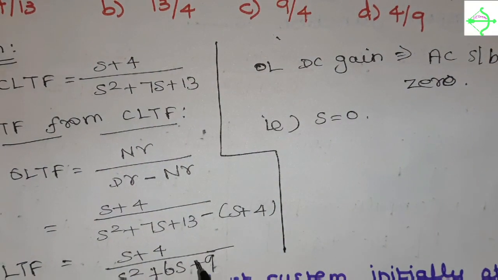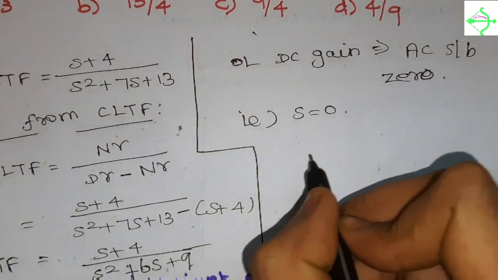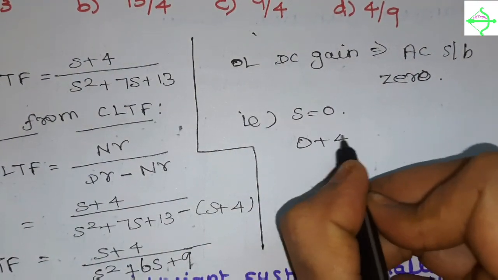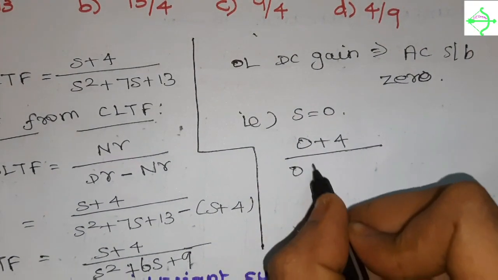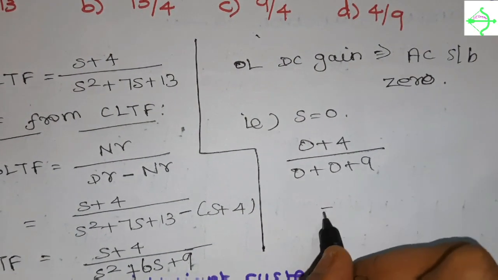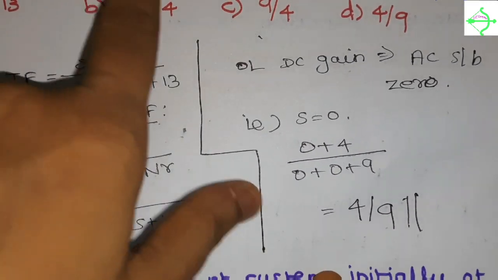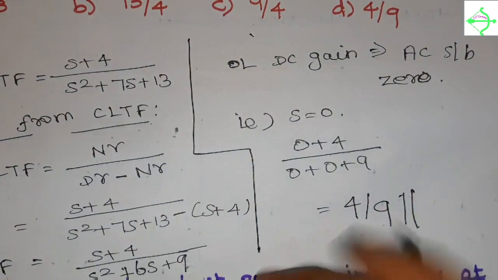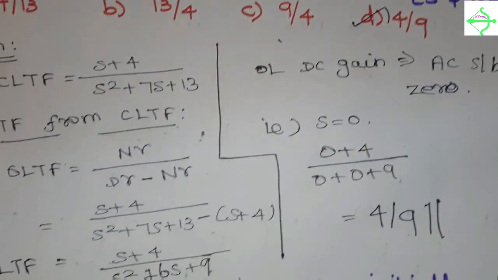Substitute s equal to 0 in this equation. What will we get? 0 plus 4 divided by 0 plus 0 plus 9. We will get 4 by 9. This is the open loop DC gain. Option D is the correct answer for this question.